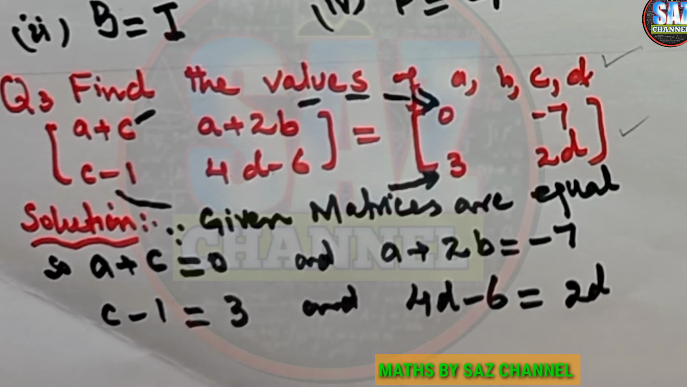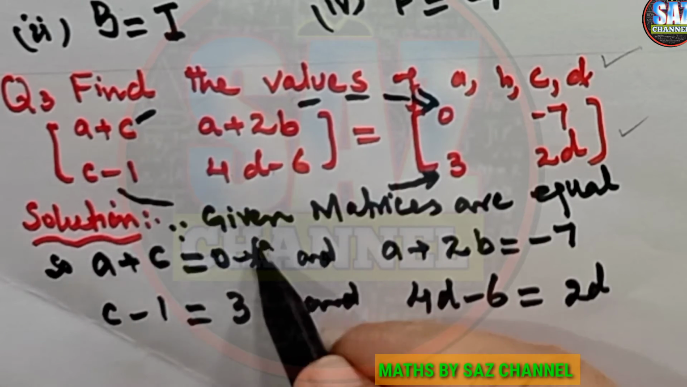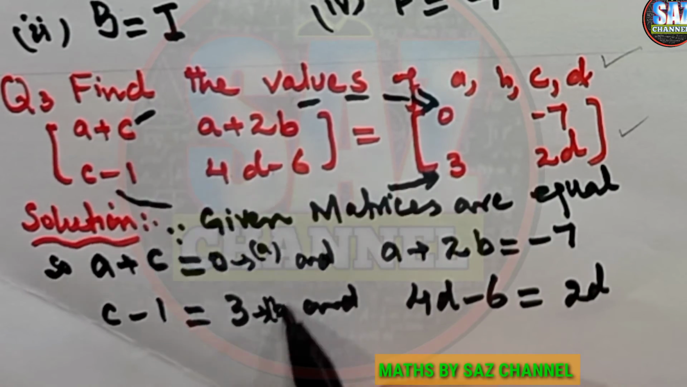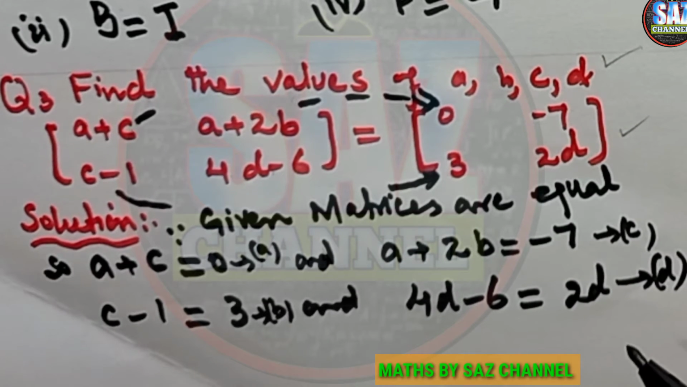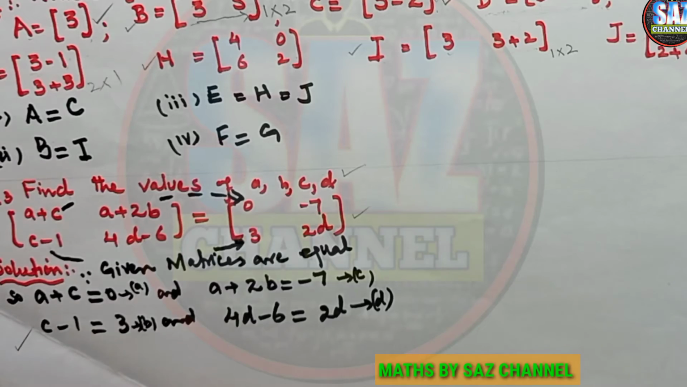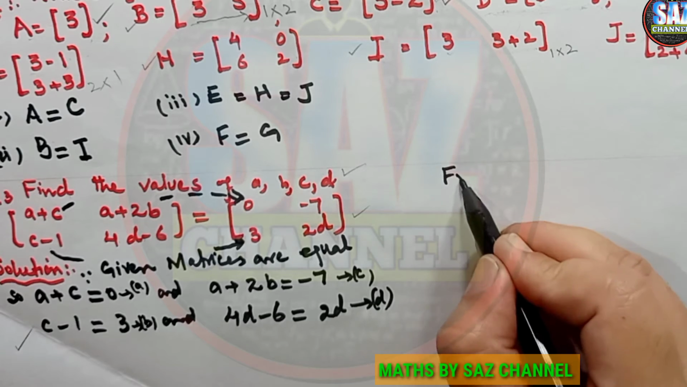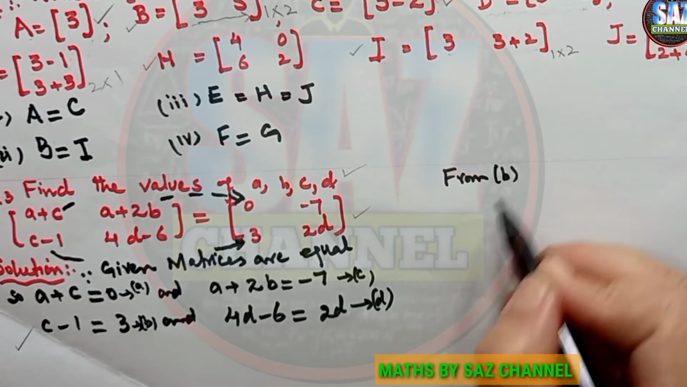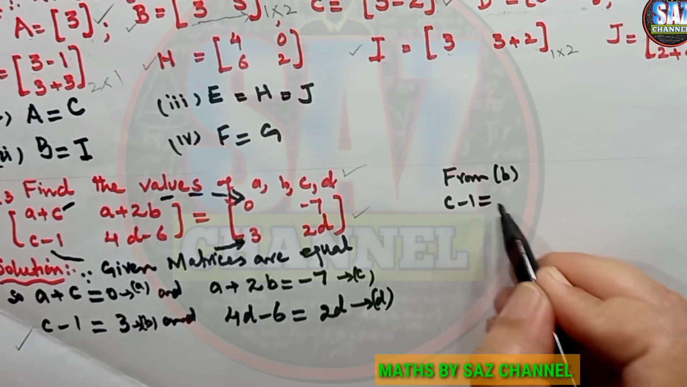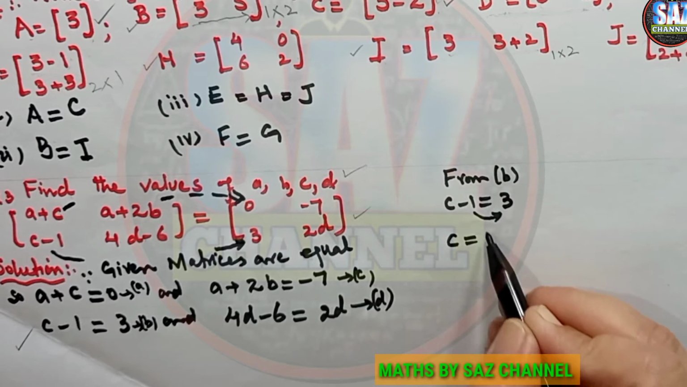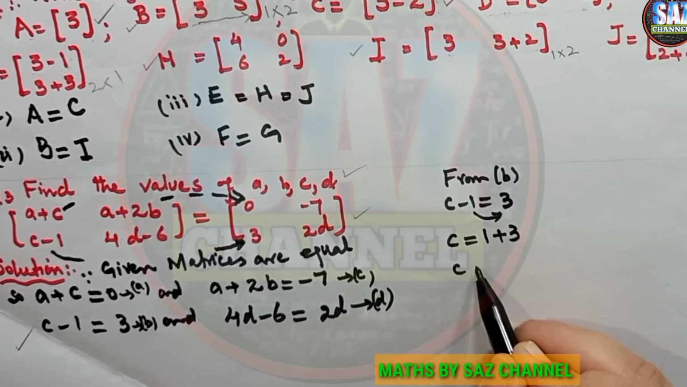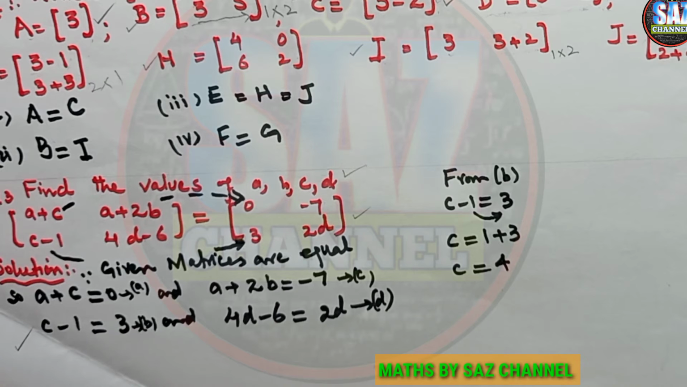Now we can see that we have 4 equations with us. Let's mark them like A, B, C and D. Give some name to these equations. Now if we look at equation B, C minus 1 equals 3, shift 1 to other side, and C will be equal to 1 plus 3 and C equals 4. Very easy questions, and let's block this answer.